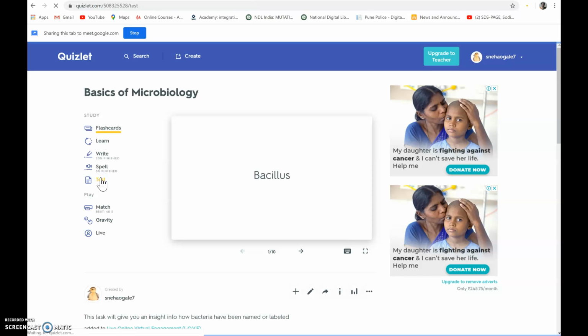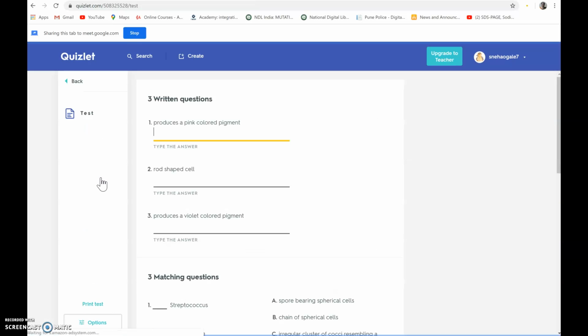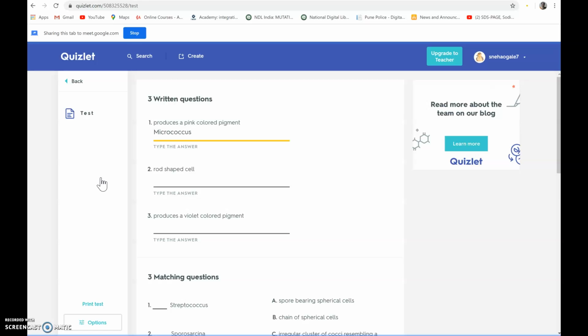If they take the test, so they need to write down the terms that have the meanings that are provided, which produces a pink colored pigment. It's Micrococcus roseus, and so on.